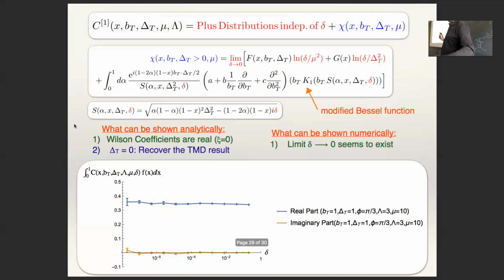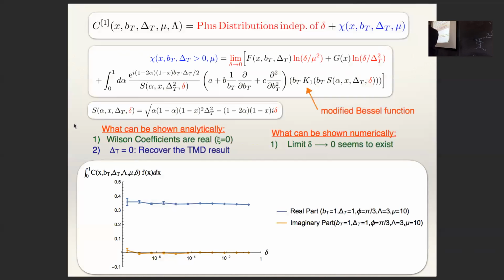What we can show is that if we set psi equal to 0, so actually this is already done here, what one can show analytically is that these expressions are actually real. And this is an important test because we expect these Wilson coefficients to be real because there's this kind of impact parameter interpretation for GTMDs that we want to recover.